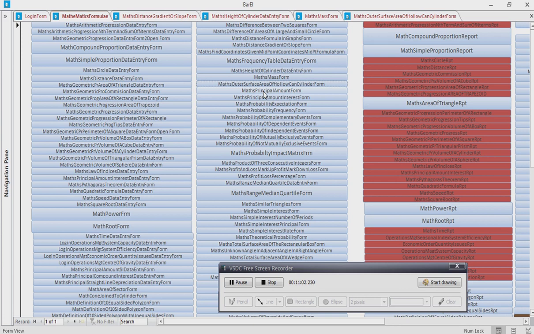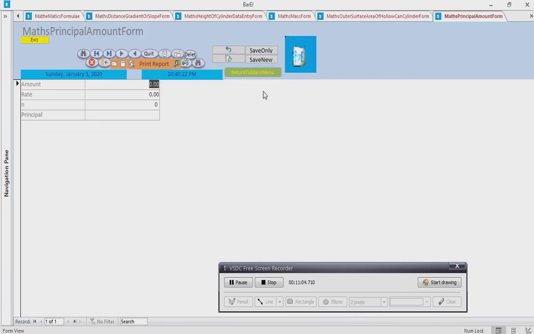Calculation of principal. If amount is 2000, rate is 5%, 0.05, and period is 1. And principal is 1904.76.